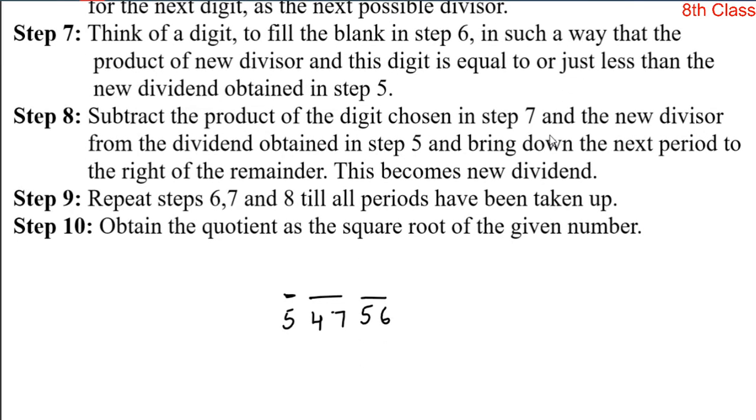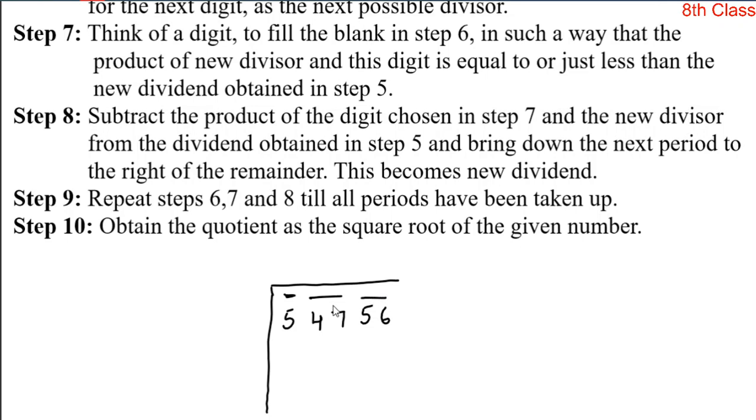Okay, so generally where do we write the divisor? On the left side of the given number. So we draw a vertical line on the left side of the given number, and the quotient we write on top of the dividend. So that's why we draw one horizontal line on top of the given number.